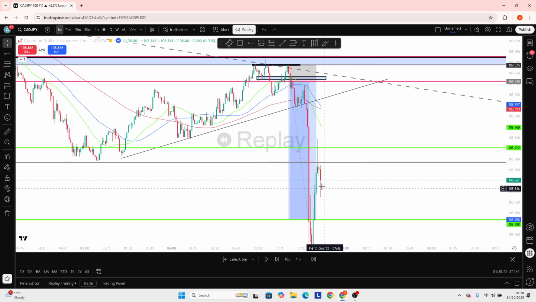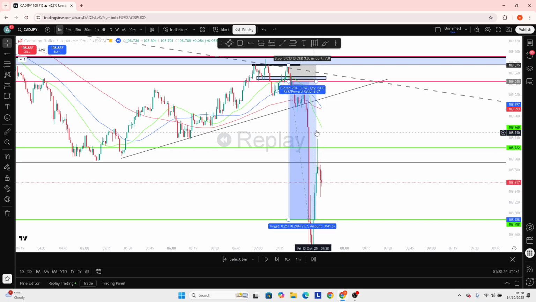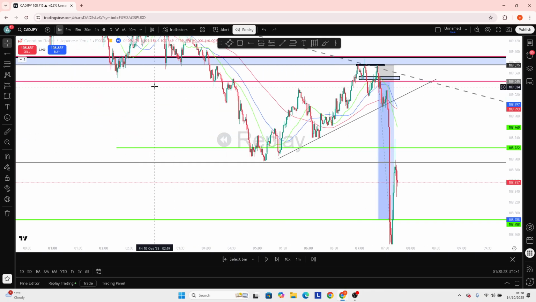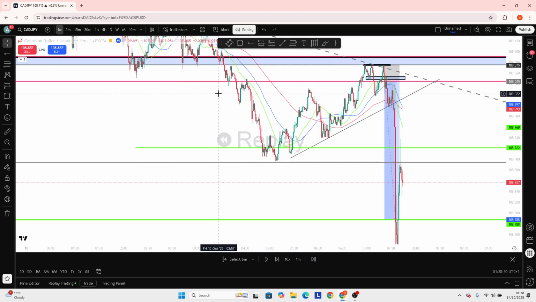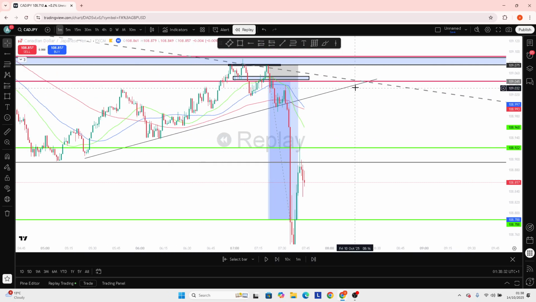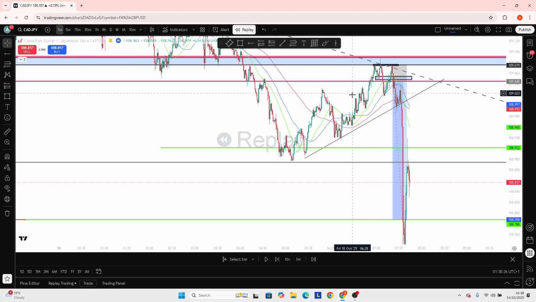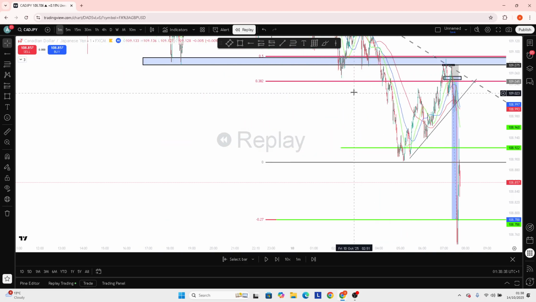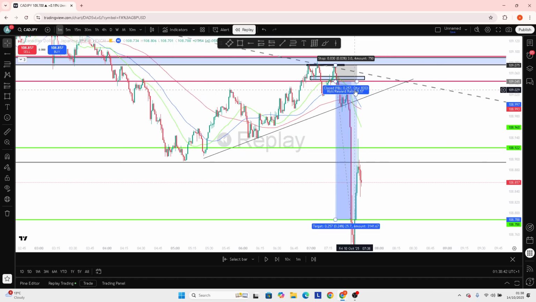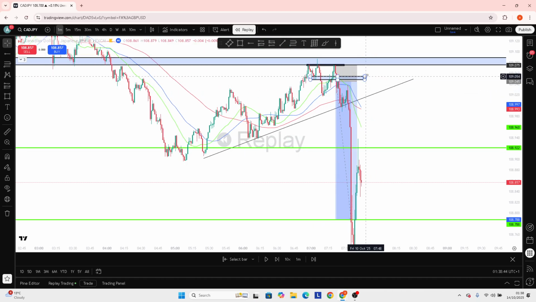Boom, nicely played out. Would have made an 8-to-1 risk reward in one day. Imagine that, 8-to-1 risk reward in one day. Beautiful. So that's all I really have to say. Those are all the trades that have been taken, and yeah, that's all I really wanted to talk about.